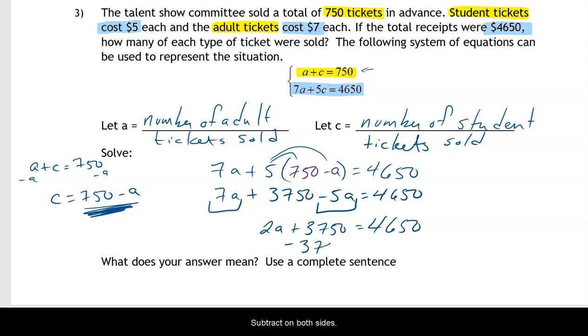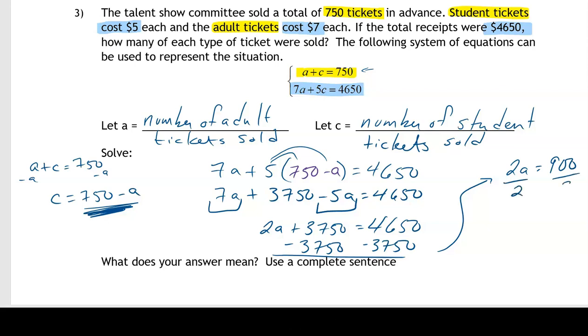Subtract 3,750 on both sides. So that would give me 2A equals 900. Divide both sides by 2. And A equals 450. So that means those adult tickets, they sold 450.